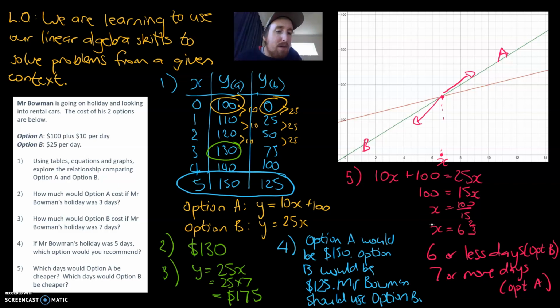If you have a look at that point, 7 is here, so it makes sense. Option A is cheaper than option B at all of those points. And at 6 or less, we can see the green line, or option B, is lower than the option A line.